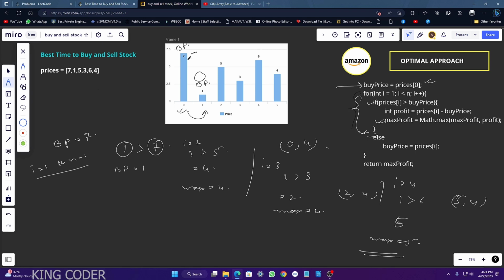In our optimal approach, what we have done is we have just updated our buy price when the next element is not greater than the buy price. When the next element is smaller, then I have just updated my buy price. So this is the optimal approach. Let's talk about the time complexity of this program. So time complexity will be big O of n, as we have run a single for loop to traverse the whole array, and space complexity will be big O of 1, as we have not used any array.